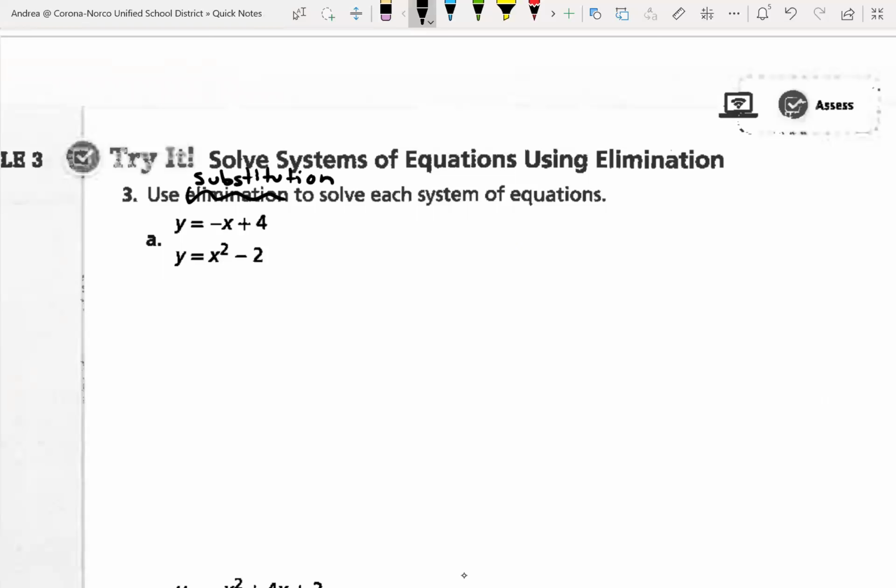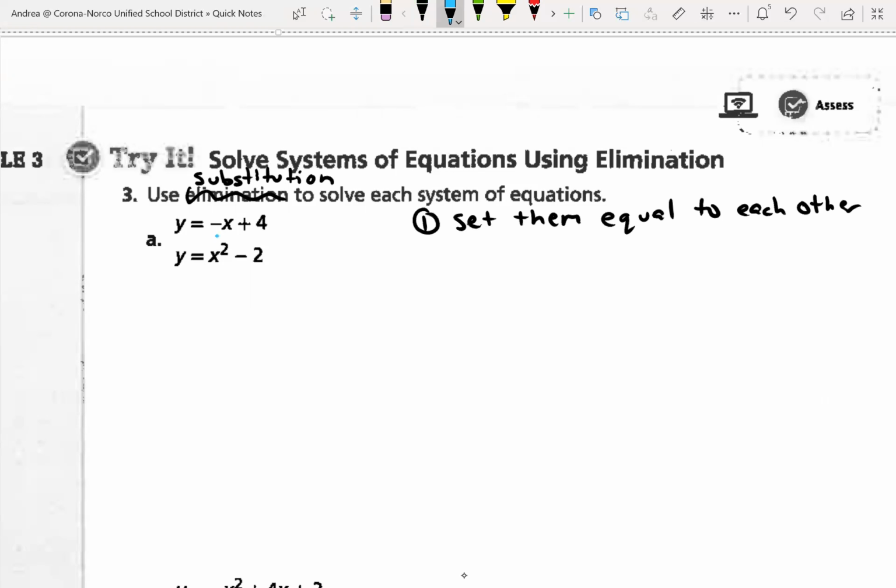Okay, when you substitute, you're going to replace them with equal. So since this is already y equals, we can just set them equal to each other. So that's going to give me negative x plus 4 is equal to x squared minus 2. I'm just substituting this in for the y, because I already know what y equals. Y equals negative x plus 4. So I'm replacing the y with negative x plus 4.